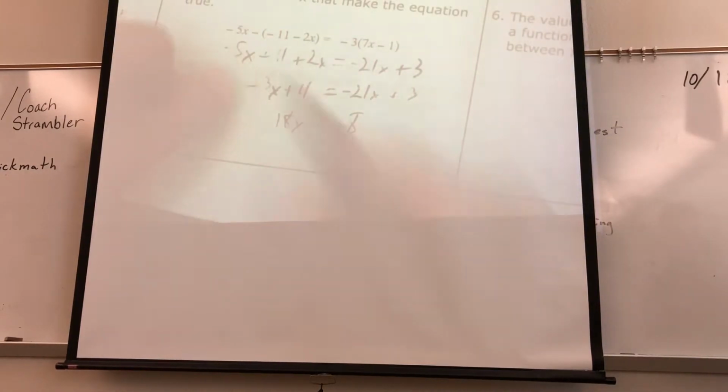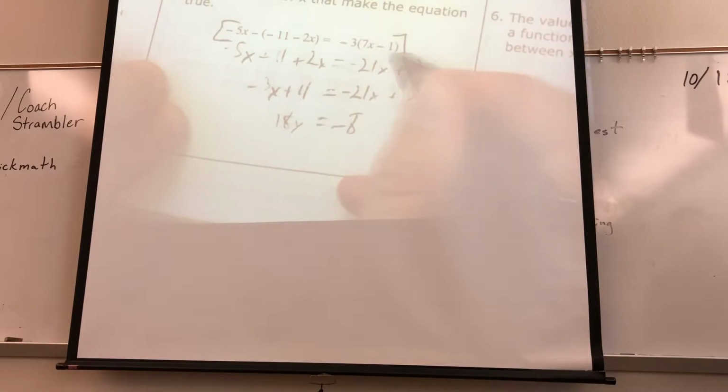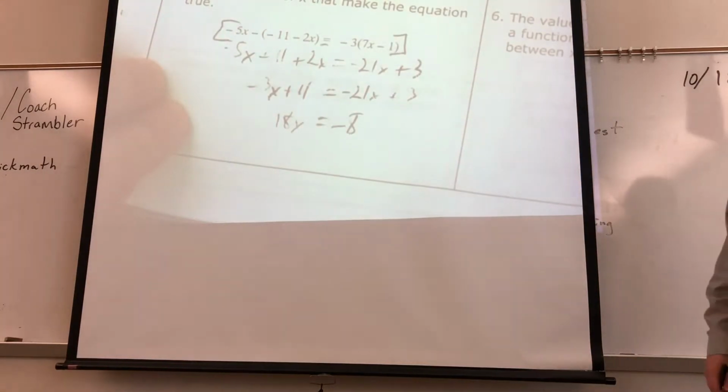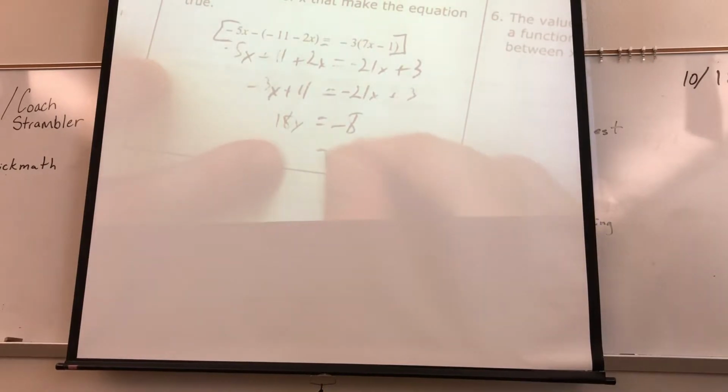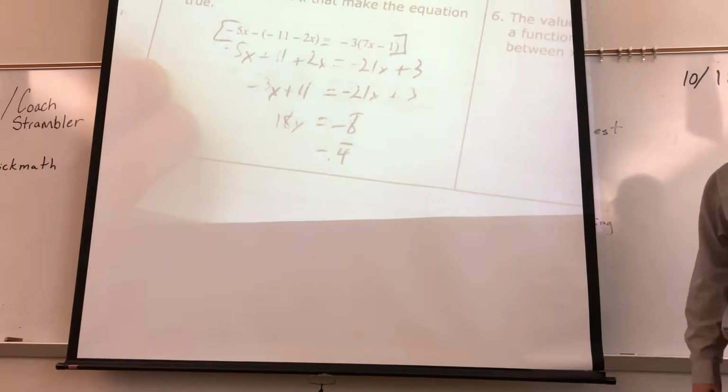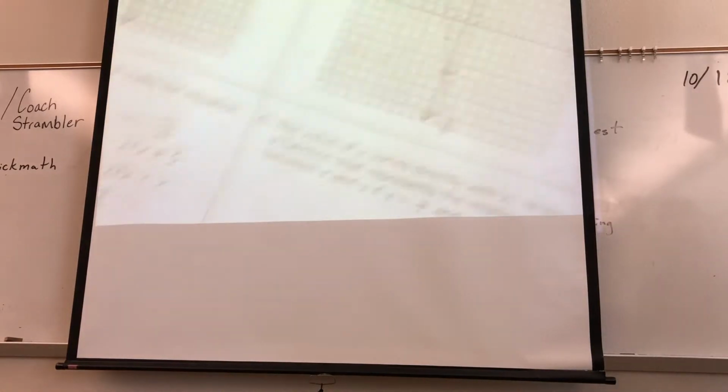On number 5, this only has x and it has an equal sign. You can do numerical solve on this one. You'll get like a negative 0.4 repeating. If it gives you a fraction on here, just make sure you pick the right one.